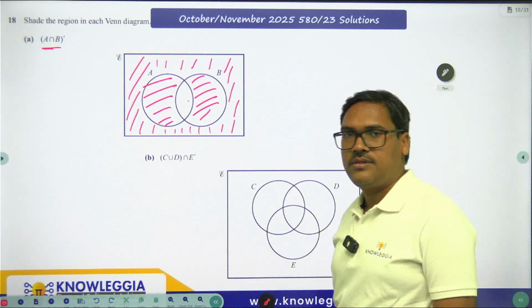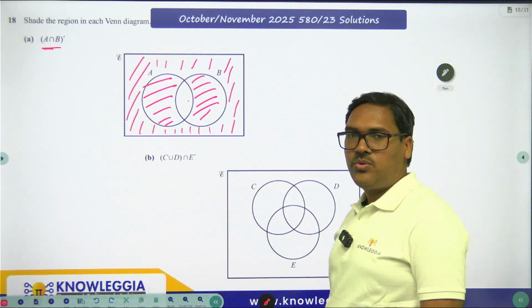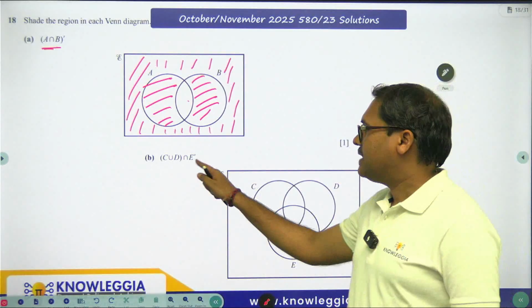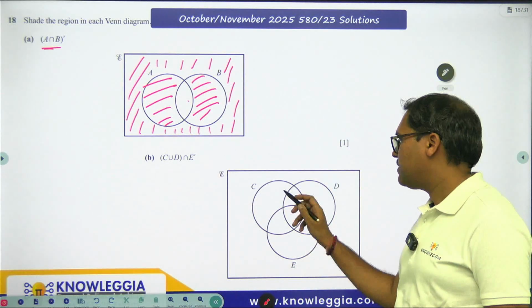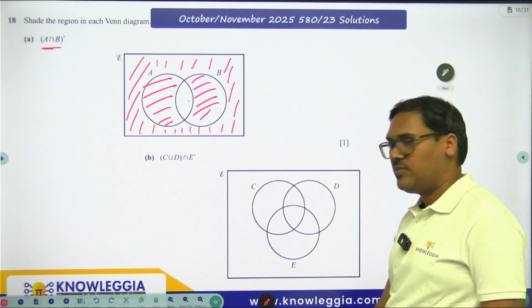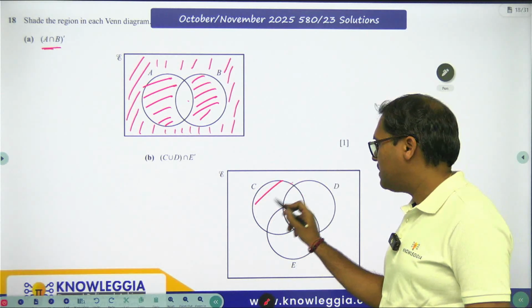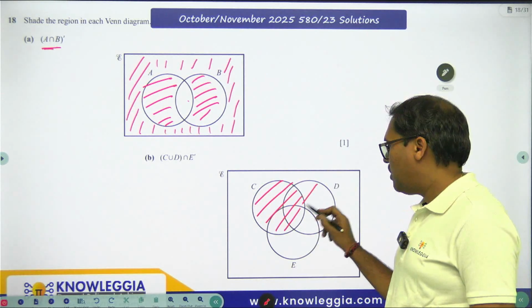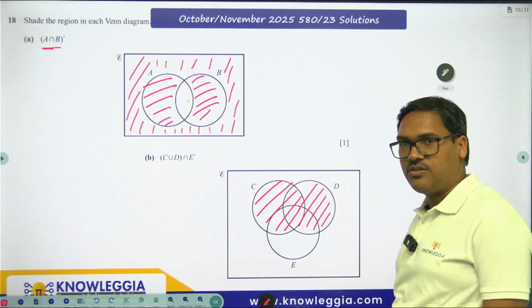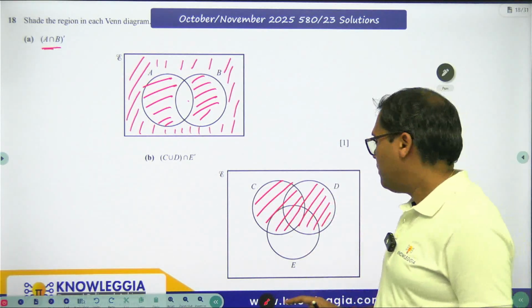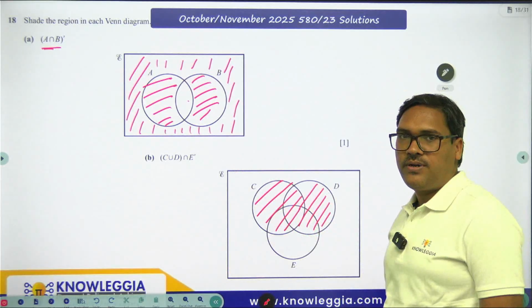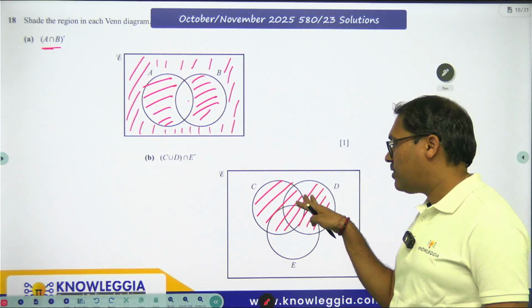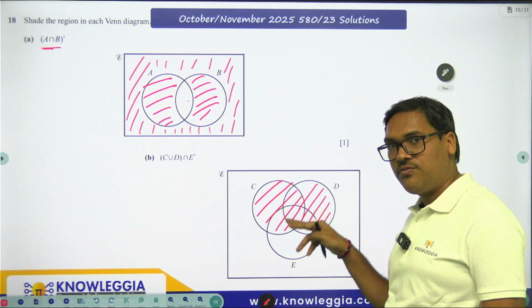Now here, the next part. What is C union D intersection E complement? So let's see. What is C union D? This is C union D. Correct? This is everything which is inside C or D. This is not the answer, I'm just explaining to you. This is C union D. Correct? Intersection E complement. That means you have to take the part common with E complement.